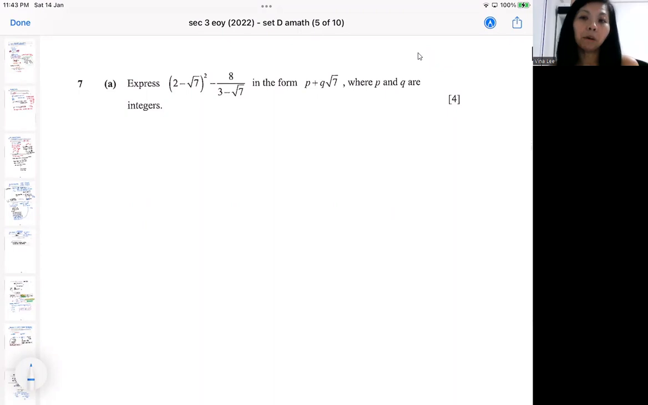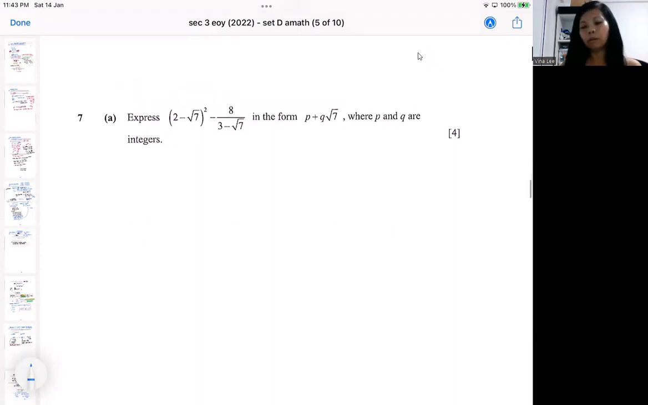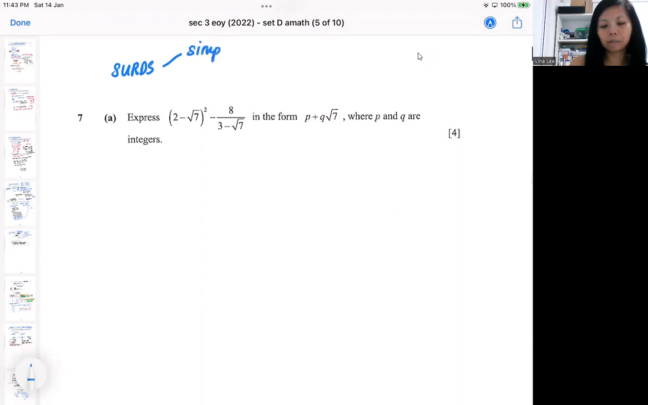Question 7 is a pure question on surds. If you compare 7A and 7B, both are surds, but 7A looks quite manageable, while 7B is quite intimidating. If you want to recall your surds, it should be something on simplification.